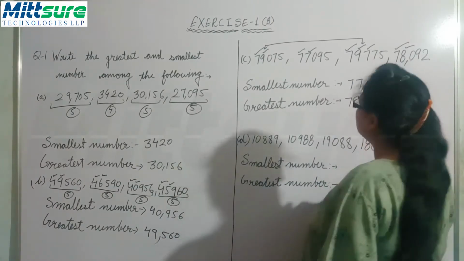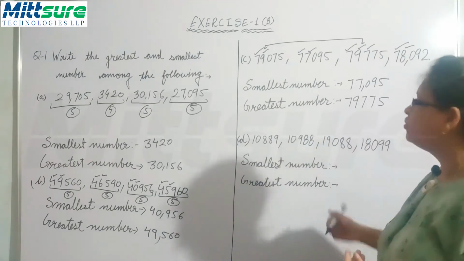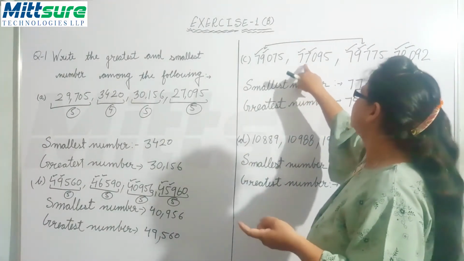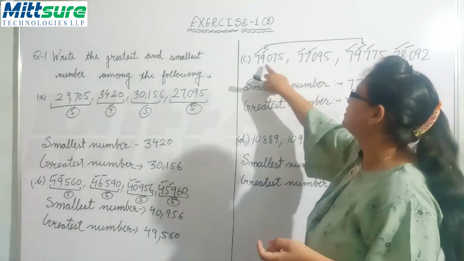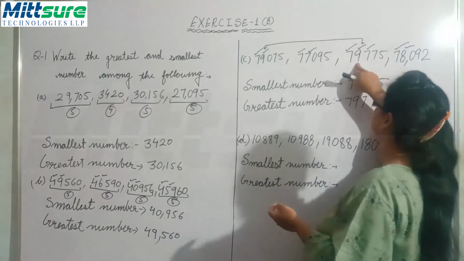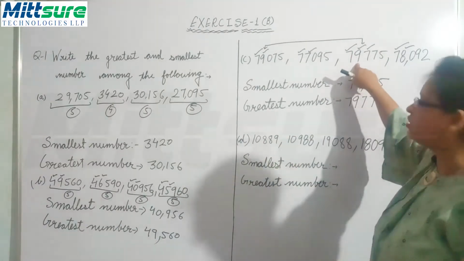77,095 is the smallest number. As we know, the second left digit is the smallest, 7, as this number is having 9. This is not the smallest. This number is having 9. This is also not the smallest.